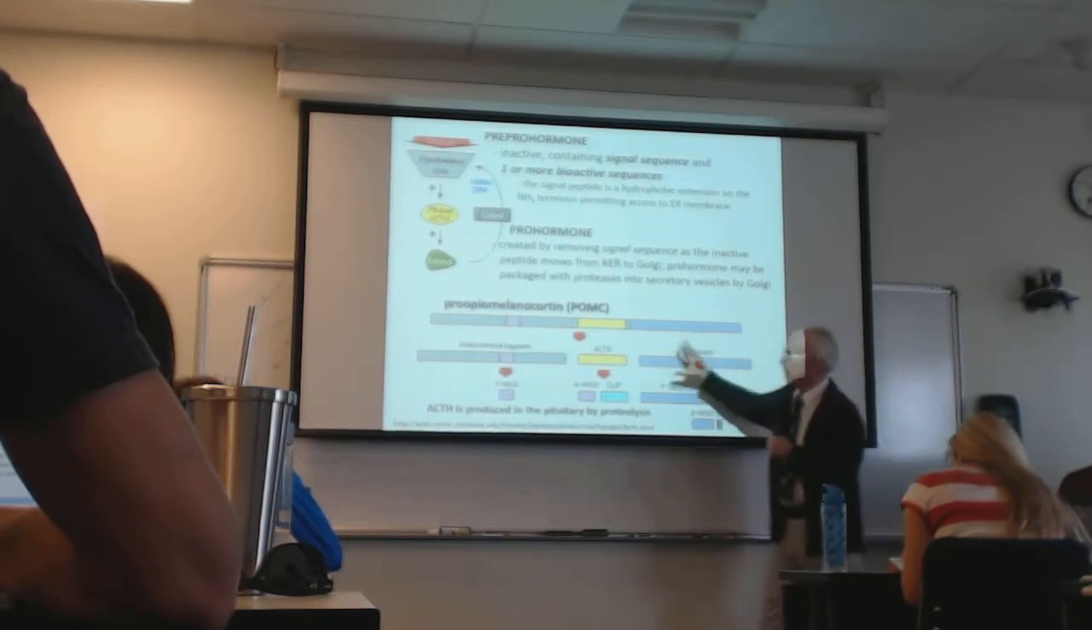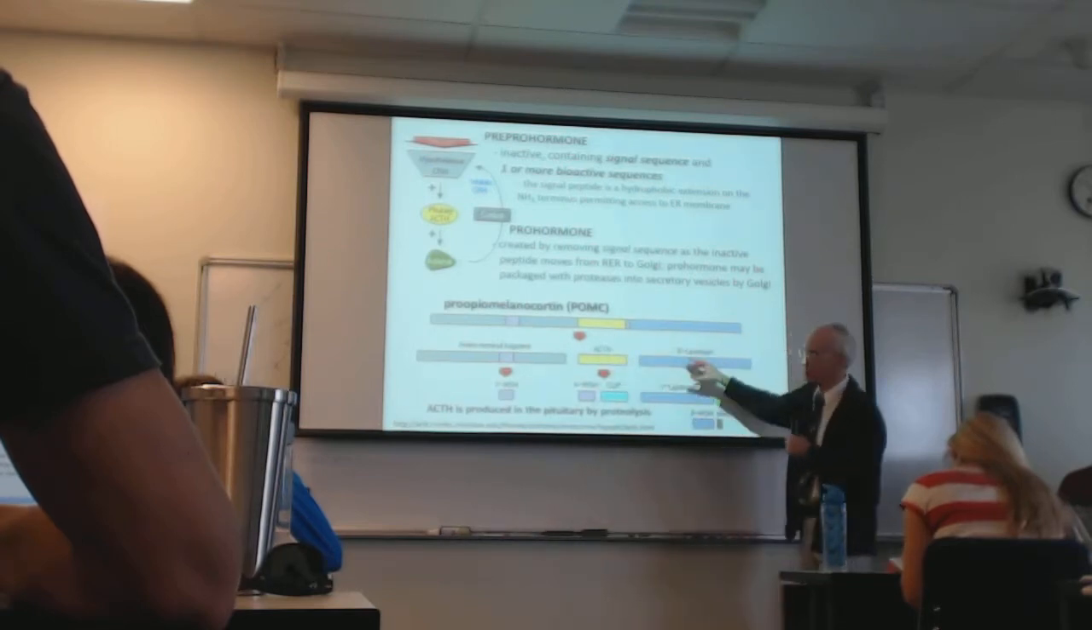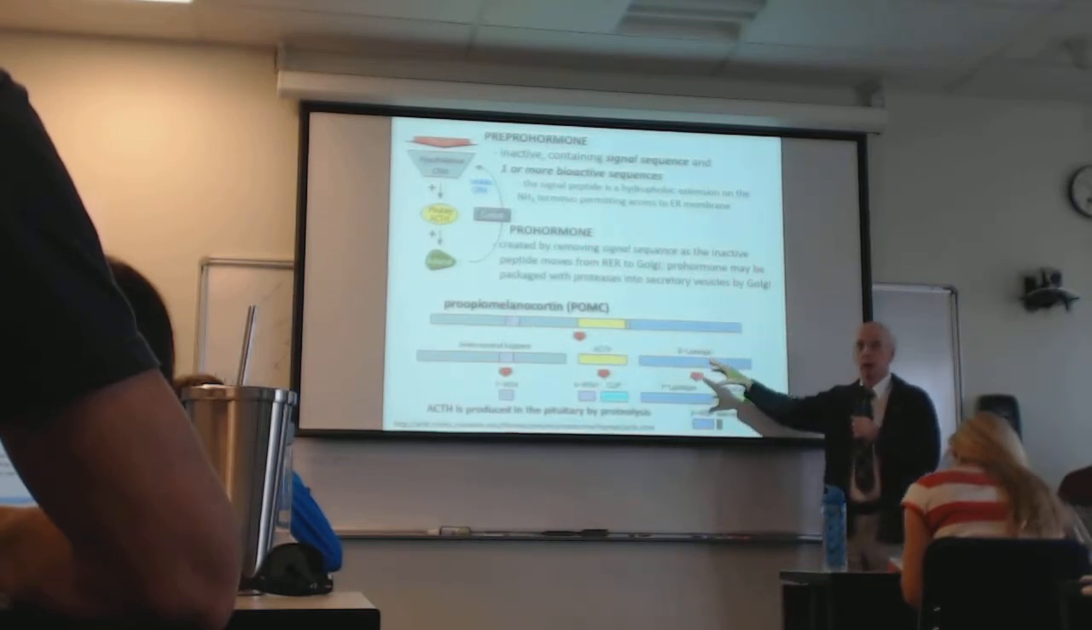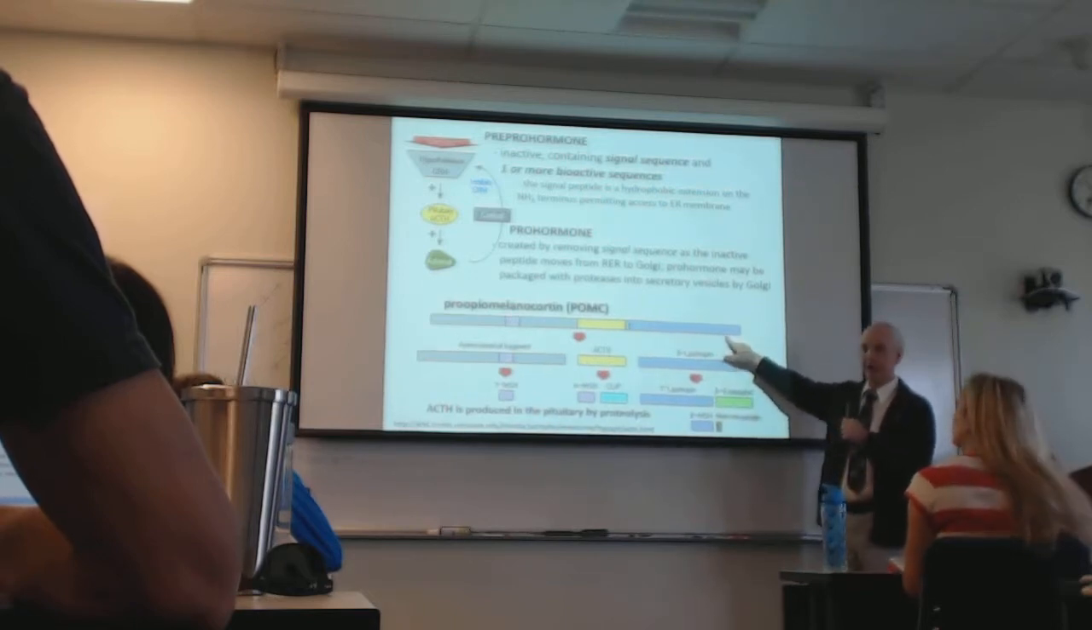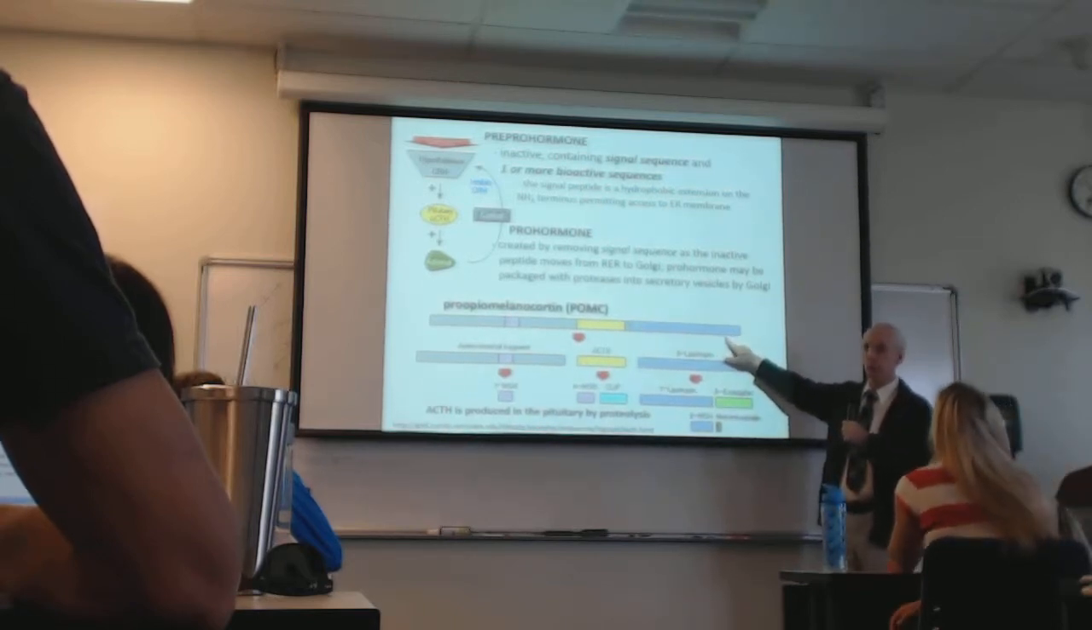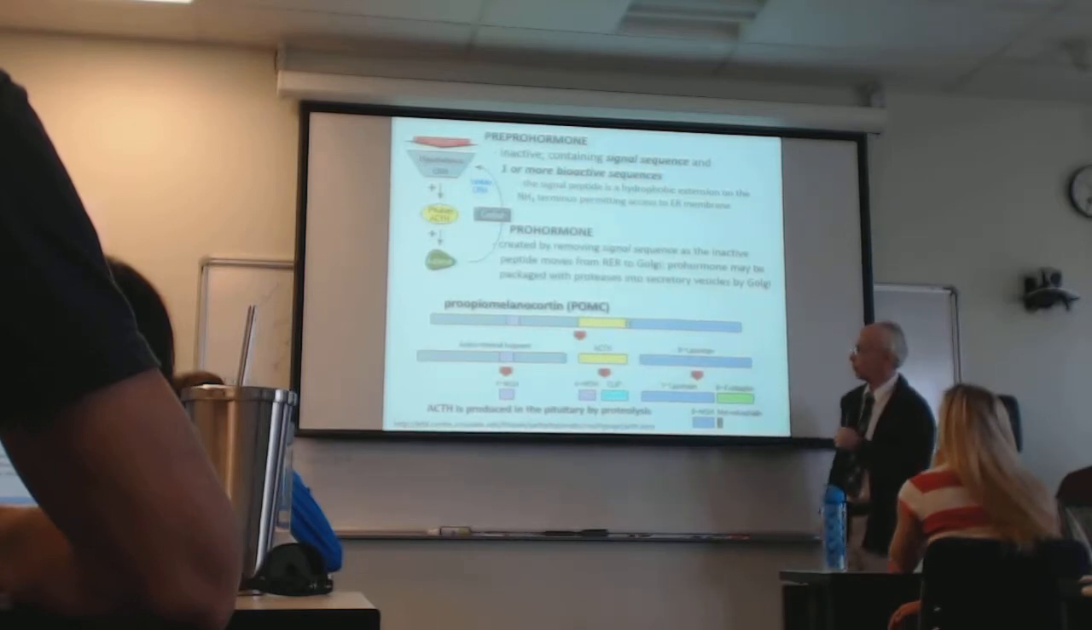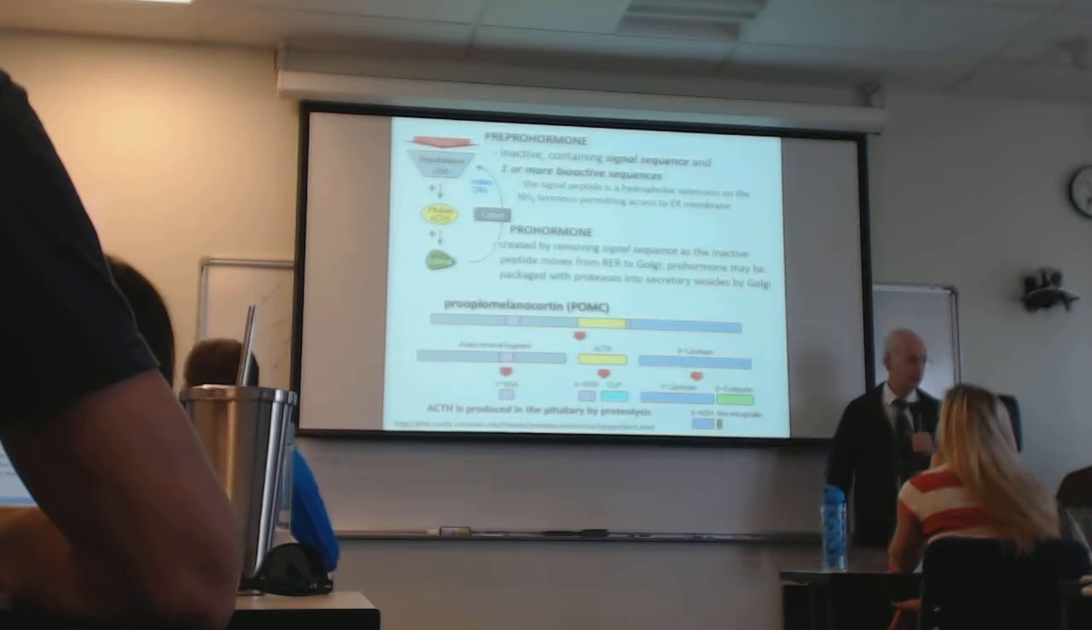So these are just some examples of the active biological compounds and hormones that would all be packaged together in one pro-hormone we're calling proopiomelanocortin. And as we're going to find out, this would be, for example, present in the pituitary gland.